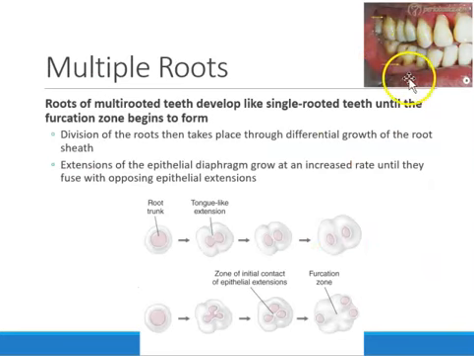Some teeth have multiple roots, like 2 or 3 roots. It starts off as one root, but then it eventually becomes 2 roots or 3 roots. The moment it splits is when the furcation zone begins to form. So what is the furcation zone? The furcation zone is what you see in the arrow. It's the split, when the roots start to split. Furcation is the division of the roots. When you see the furcation zone, that's when the roots are really going to split off in their own ways.